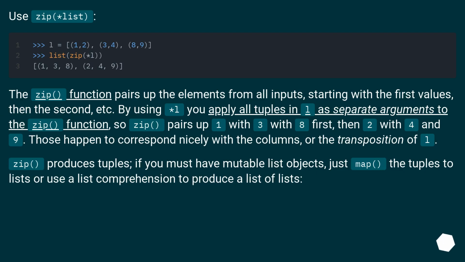Use zip. The zip function pairs up the elements from all inputs, starting with the first values, then the second, etc. By using *L, you apply all tuples in L as separate arguments to the zip function.